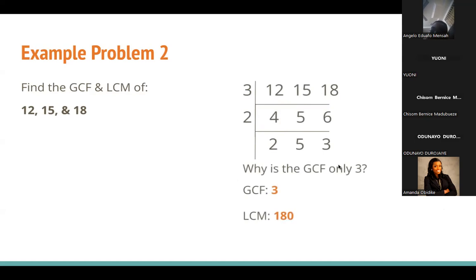Okay. So let's look at this. We notice that our GCF is only 3, right? Actually, let's walk through the method. So we factor out a 3. I think everyone got that part because everyone got the GCF. So now we're left with 4, 5, and 6.